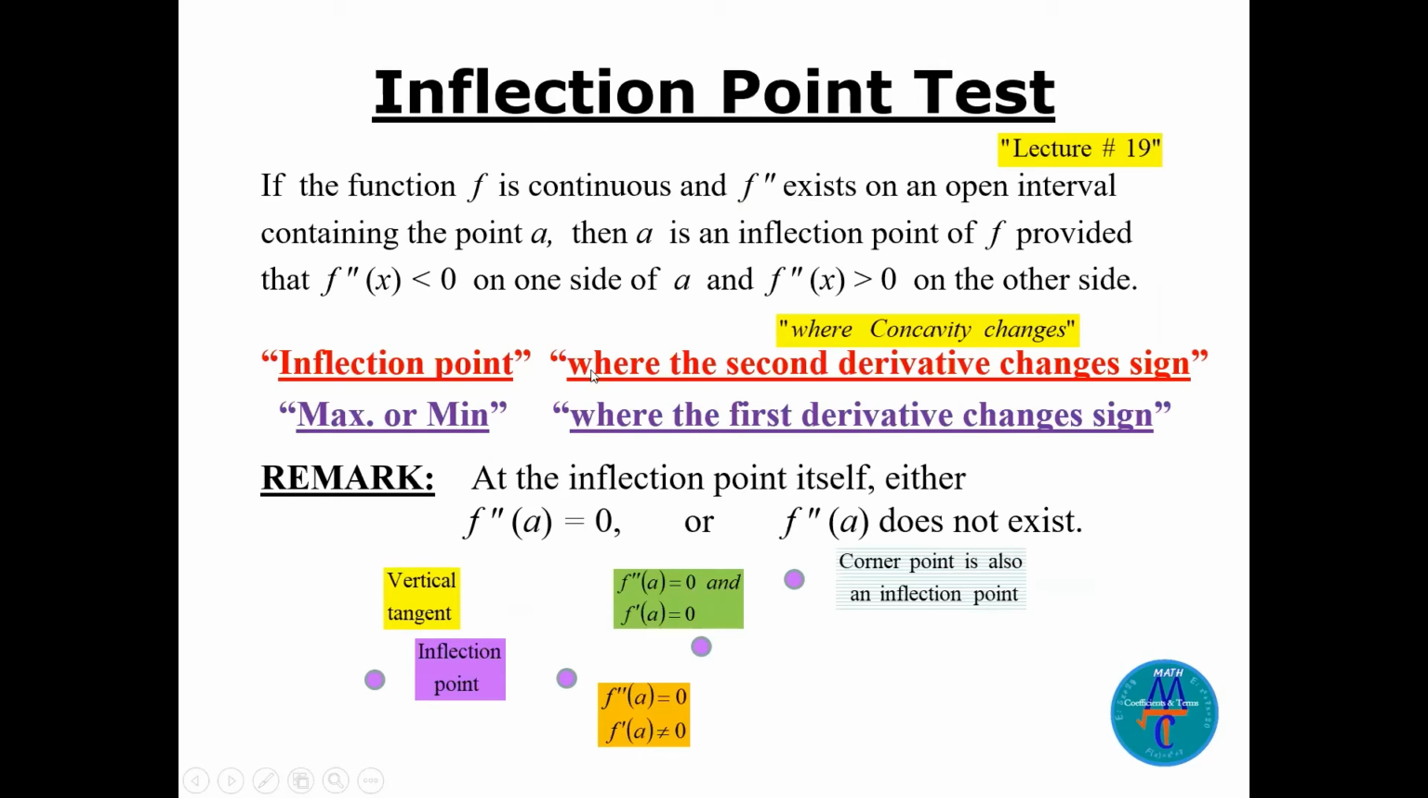So the inflection point occurs where the second derivative changes sign, the concavity changes. Maximum or minimum occurs where the first derivative changes sign.